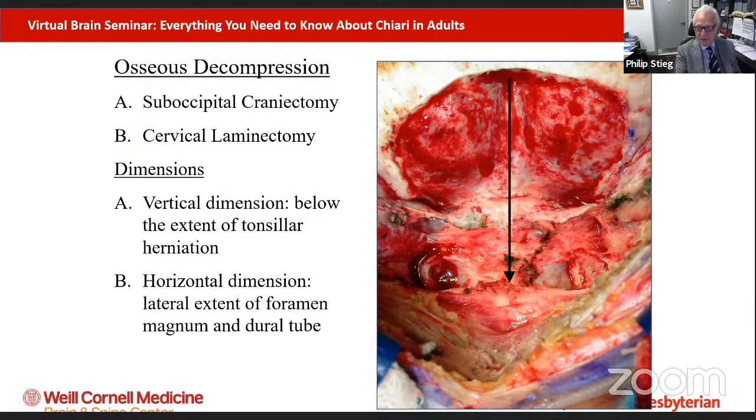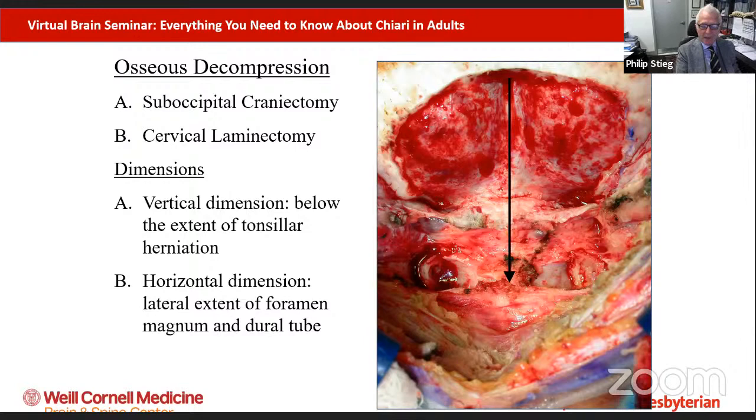As part of the evaluation, we make sure that you don't have any cranial cervical instability. We test you with flexion extension. If there is any concern, we get special imaging to make sure that that isn't a problem. And we make sure that you don't have certain connective tissue diseases like Ehlers-Danlos or Marfan's, where we would be very concerned.